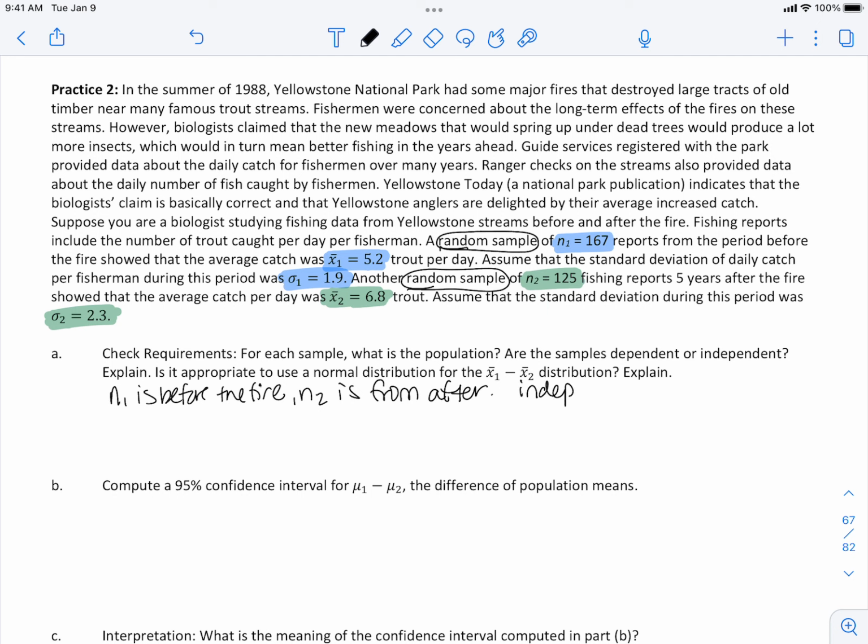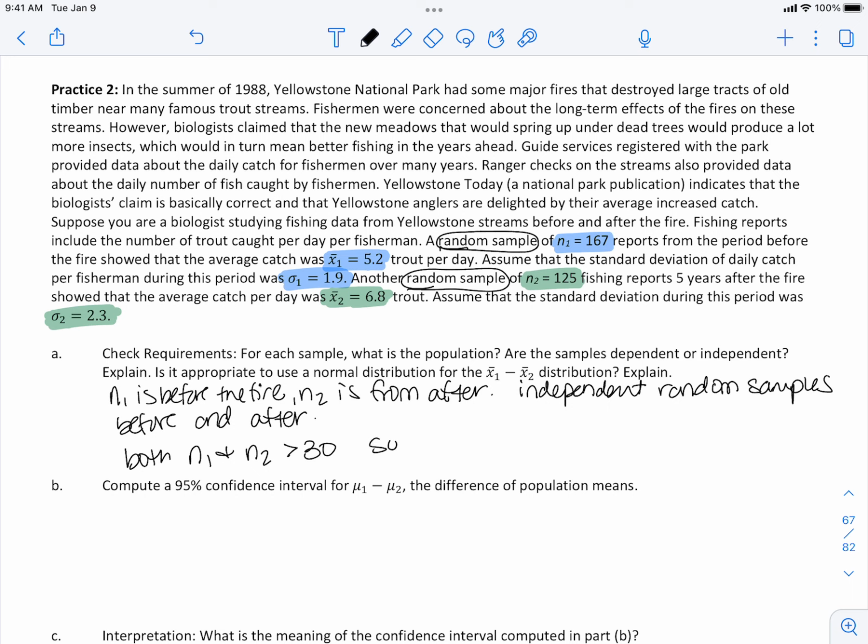They are independent, because independent random samples are from before and after. We have that both N1 and N2 are greater than 30, so it's okay to use the normal distribution.